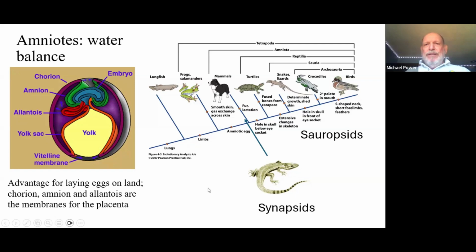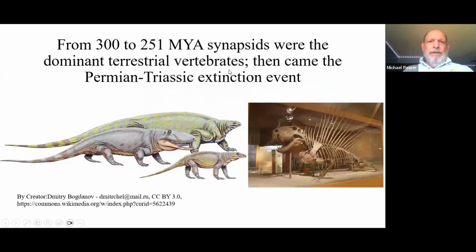And then you have two basic lineages of amniotes. You have the sauropsids, which are all of the reptiles, and that makes birds warm-blooded reptiles with feathers. And you have the synapsids, of which the only surviving lineage are the three lineages of mammals. So from about 300 to 251 million years ago, synapsids were the dominant terrestrial vertebrates. They were the apex predators.